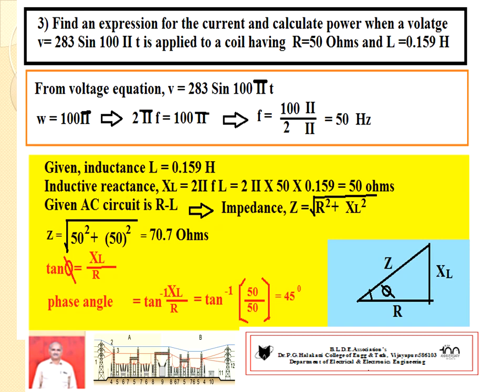Find an expression for the current and calculate the power when the applied voltage v equal to 283 sin 100 pi t is applied to a coil having R equal to 50 ohms and L equal to 0.159 Henry. This is a very important problem. All these problems are question paper problems, and many have been asked in our internal test also. It is a very good example.